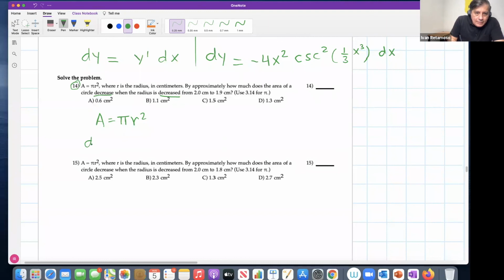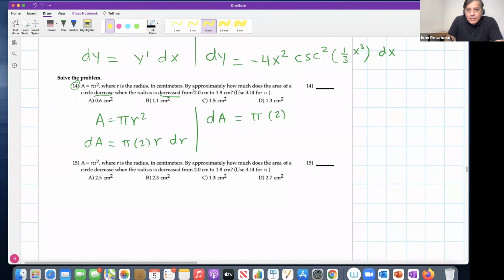Okay, this is the equation. So differential of area will be derivative multiplied by differential of radius, right? Derivative of this is 2 coming down multiplying pi r, differential of radius, right? This is the relationship between the differentials. Now, they say the radius has changed this way. Initially, it was this, right? Initially, initial value 2 centimeters.